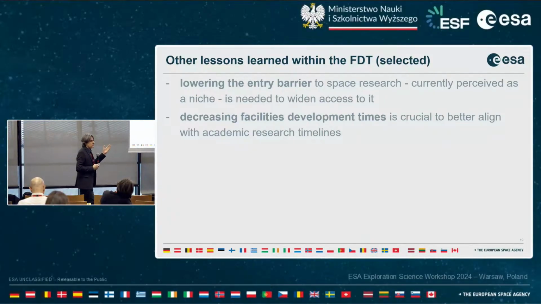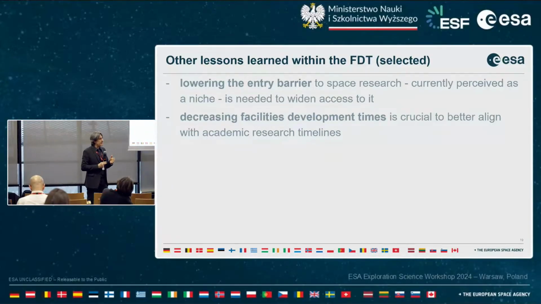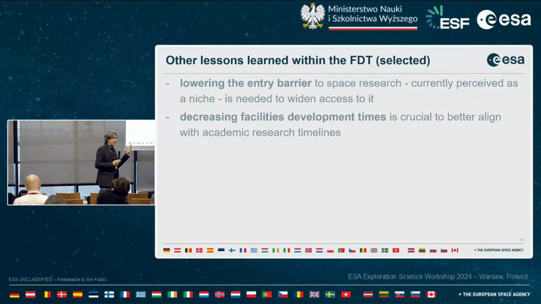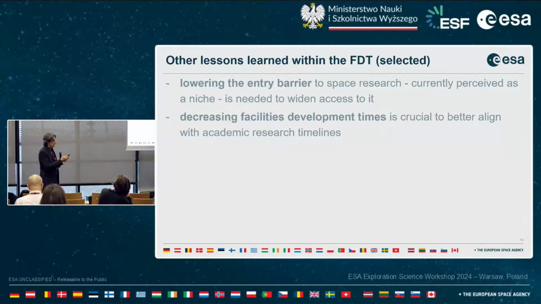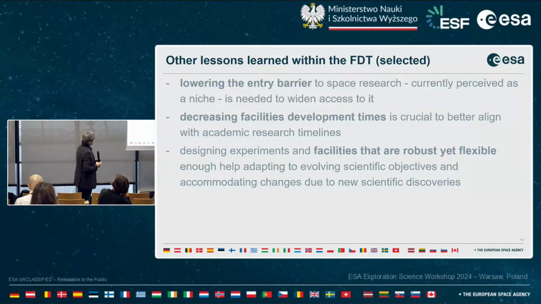Of course, based also on what we saw earlier, we strongly believe that decreasing the development times must be done. So we need to better align with academic timelines. The duration of a PhD student thesis, 3-4 years, maybe of a couple of them if we really want to make things gradually, but we cannot wait 20 years for an experiment. We need to add robustness and flexibility to our facilities. So a facility that does only one thing maybe is not a good investment.